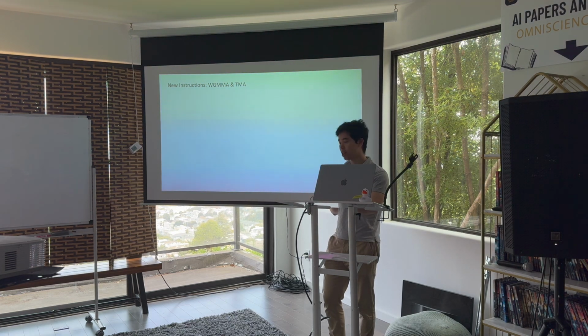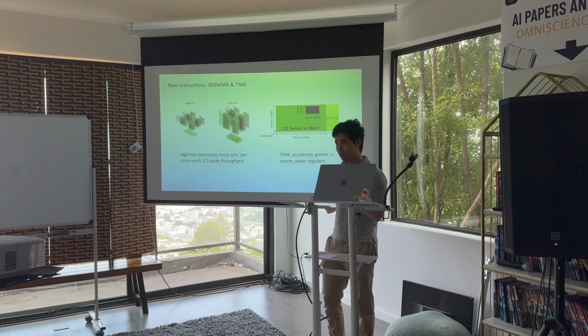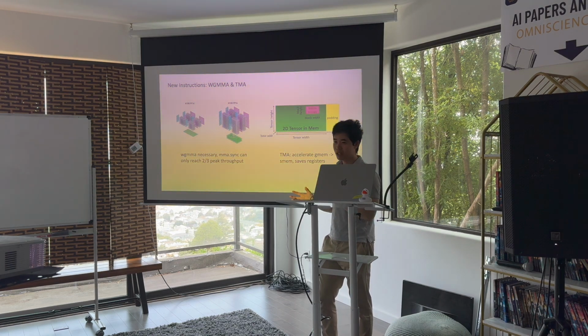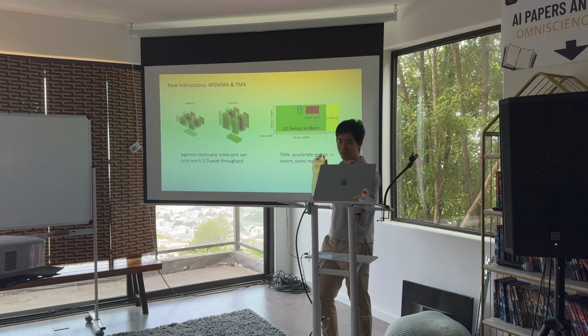So the new instructions, workgroup MMA and TMA, you kind of need to use these things. Workgroup MMA is necessary. If you don't use it, you can only reach about 60-something% of peak throughput. The TMA is a unit in the hardware that will accelerate memory copy between global memory and shared memory, and that saves you a bunch of registers because it does all the coordinate calculation and predication for you.